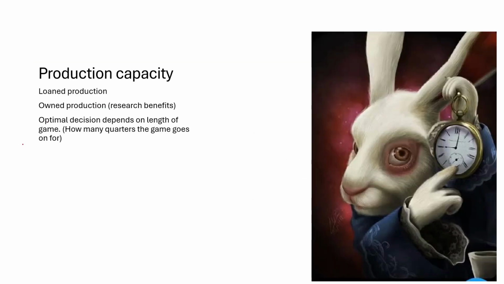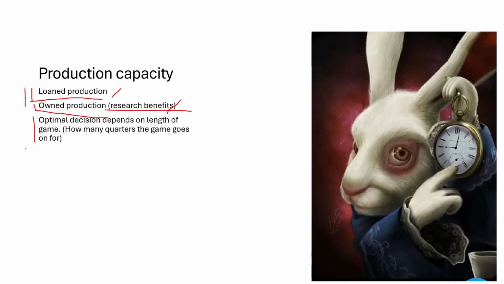Next up is production capacity. Now, in these games, there are usually both loaned production, which is outsourcing, and own production, which is your own factories. Now, the gimmick here is usually that loan production is cheaper, while own production gets the benefits from the research that you're doing. So own production scales a lot better late game, essentially. So the essential strategic consideration here is how long the game goes on for, which decides which one of these two is the best option.